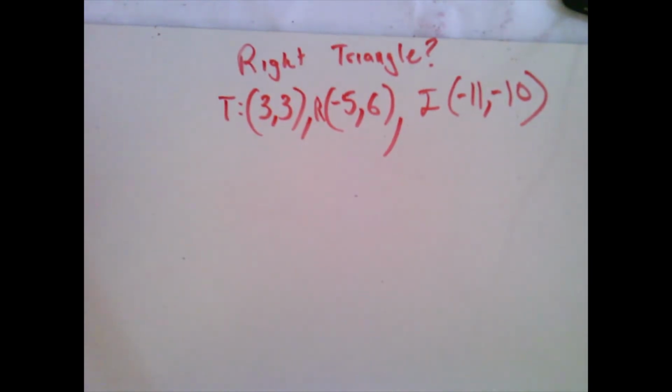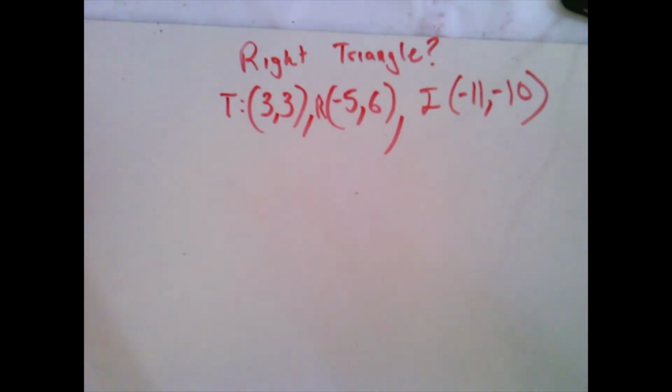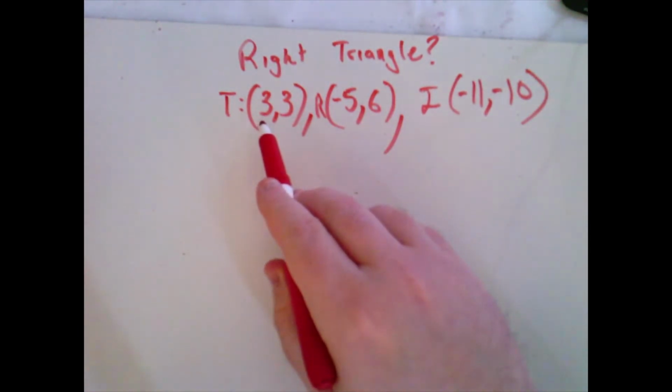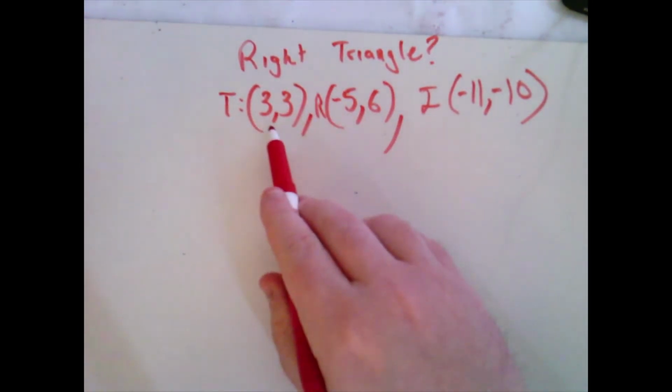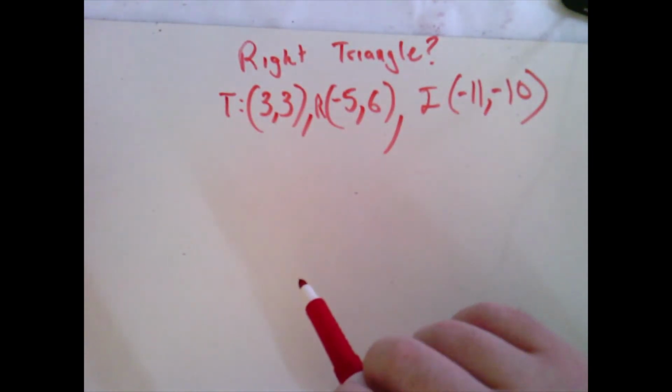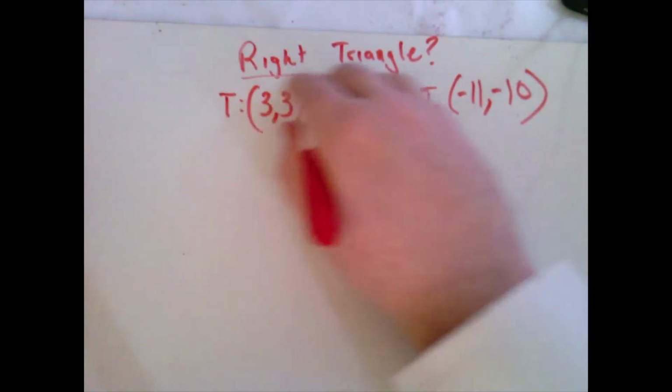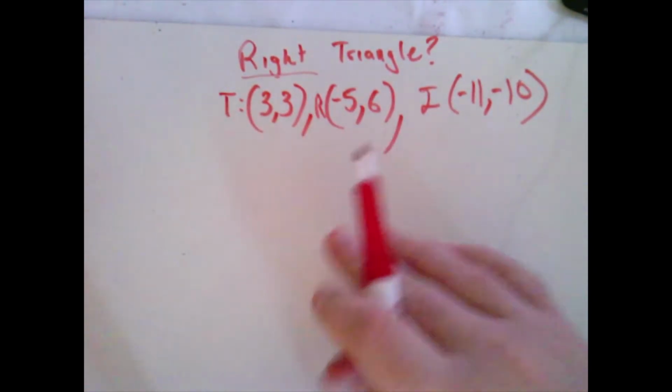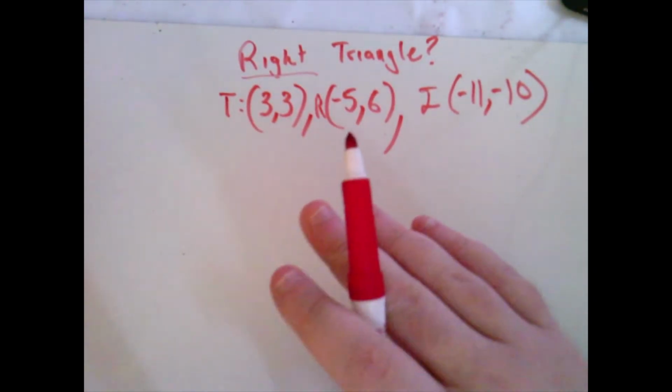Today we're going to be discussing whether or not a collection of coordinates gives us a right triangle in the two-dimensional Euclidean plane. In this specific example, we're going to be reviewing whether or not the triangle formed by the connection of these points, T, R, and I, at (3, 3), (-5, 6), and (-11, -10), gives us a right triangle. Before we get started, I just want to make some definitions clear.